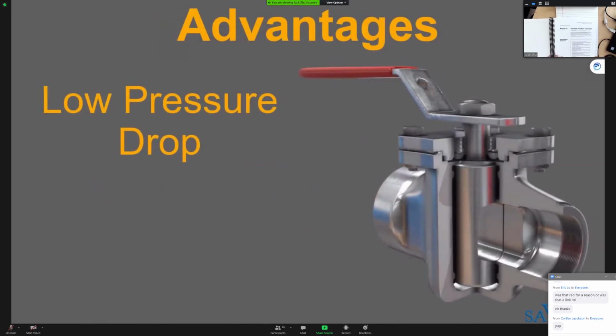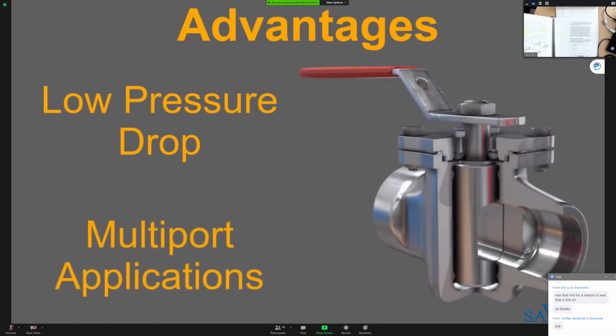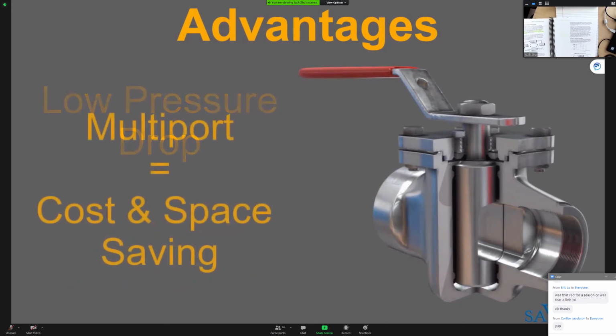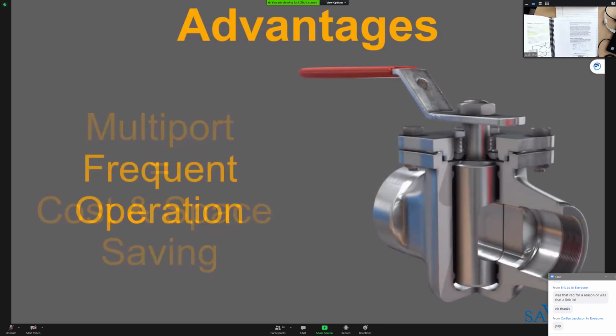When the plug valve is fully open, there is a very low pressure drop across the valve. An important characteristic of the plug valve is that it is easy to adapt for multi-port applications. The use of a multi-port valve, depending upon the number of ports in the plug valve, eliminates the need of as many as 4 conventional shutoff valves. This is a considerable cost and space saving. Plug valves are often used in non-throttling on-off applications, particularly where the valve must be operated frequently.